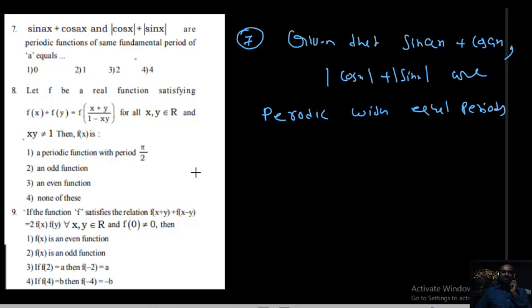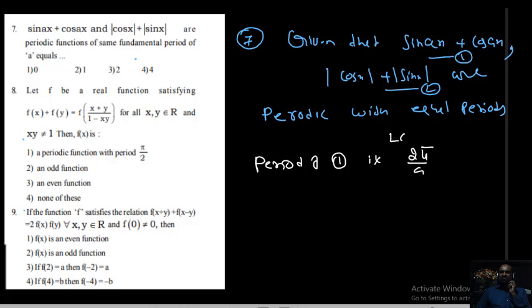So I want to take this function as the first function, this function as the second function. I want to find the period of the first function. The period of the first function is the LCM of 2 pi by a, comma, 2 pi by a. That is 2 pi by a. So the first function's period is 2 pi by a. Now I want to find the period of the second function.